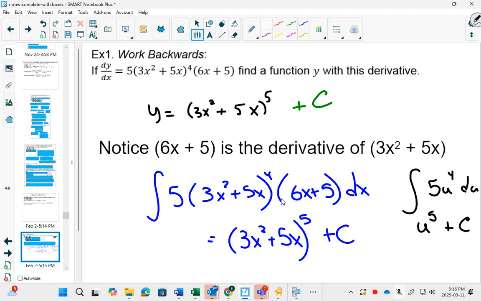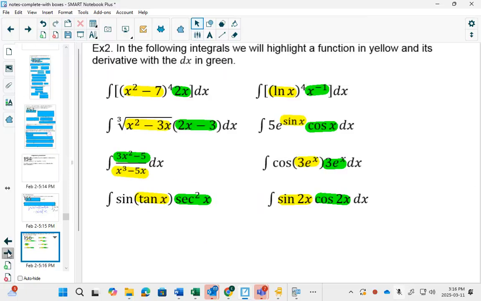Okay? I'm going to substitute the 3x squared plus 5x for a u and see what happens. But first of all, how do we know when we want to use the technique of integration by substitution? Can we recognize in a question that the chain rule happened?